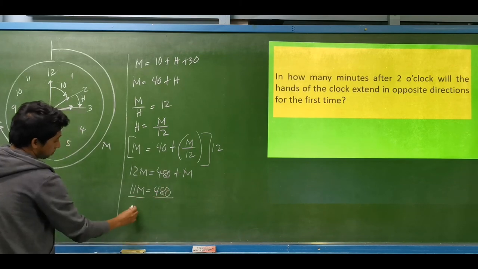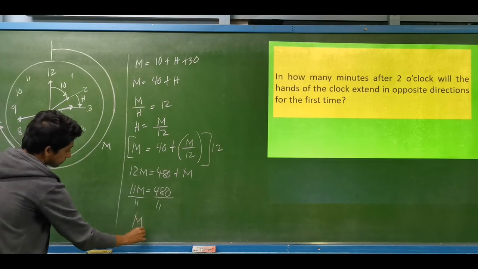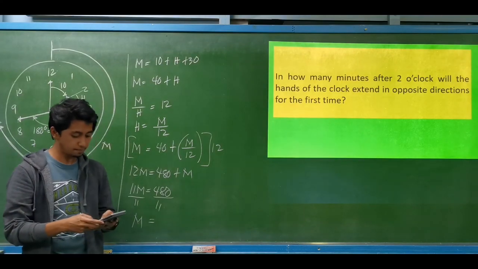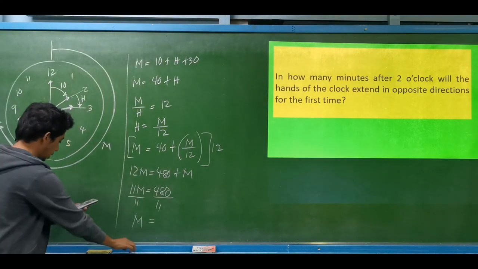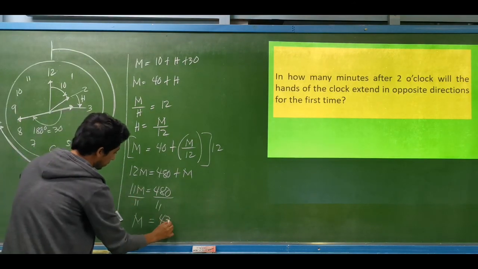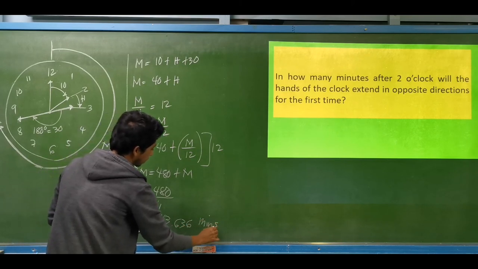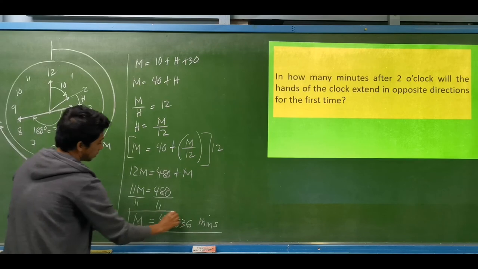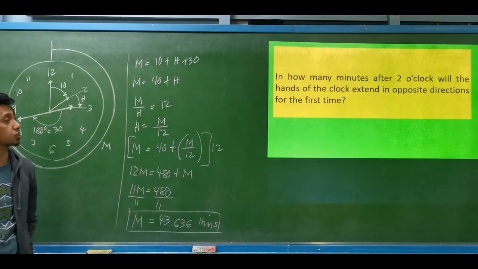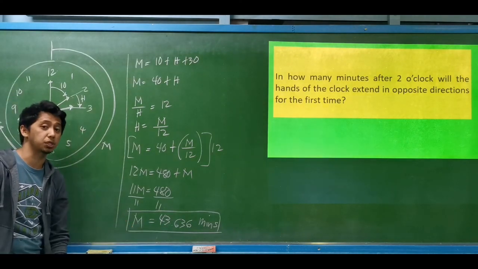Dividing both sides of the equation by 11, we can have now the number of minutes. So what is 480 divided by 11? This is equal to 43.636 minutes. And this will be our answer. Since the question is, how many minutes after 2 o'clock will the hands of the clock extend in the opposite direction? The number of minutes required is 43.636 minutes.